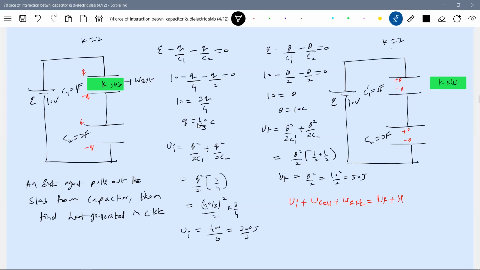Okay, now we'll substitute all these things. 200 by 3, work done by the cell: we don't know that, so what to do? Look at this particular plate. Let me take only one plate rather than both; any one plate is enough. The plate which is connected to the positive terminal of the cell. I am bothered about only this plate. What was the initial charge? The initial charge was Q, 40 by 3. The final charge is 10, so some charge is left. Then it has become capital Q. Let me show the charge that is left here only.